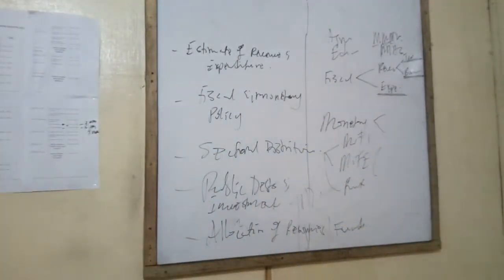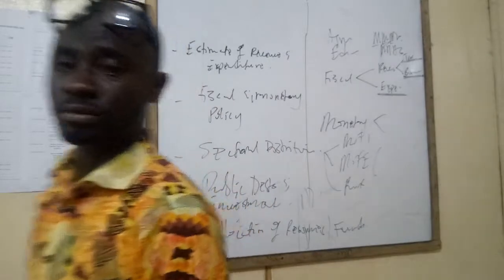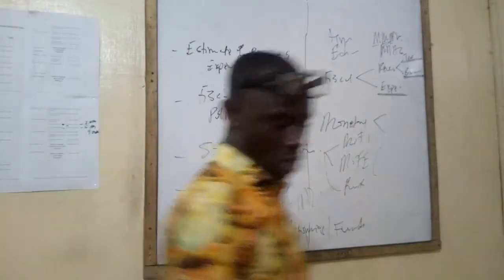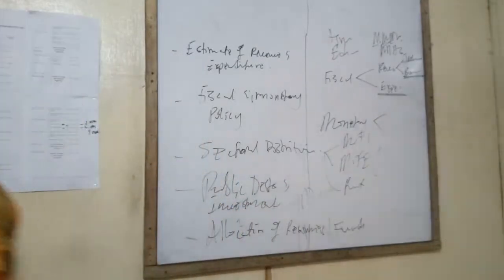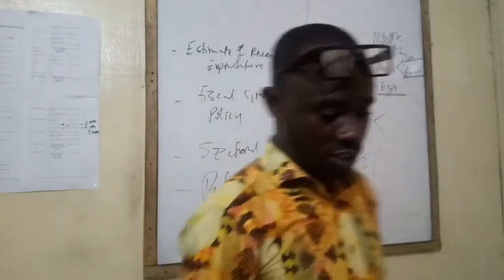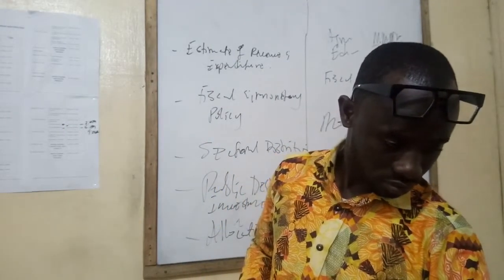Briefly explain two roles each of the following institutions in public financial management. I, cabinet. What is the role of cabinet? What's the role of cabinet? Yes, so they make decisions on government policies. And what else?